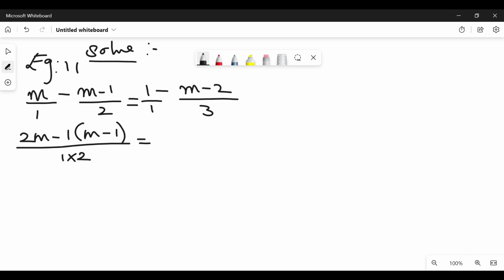3 times 1 minus 1 times (m minus 2), everything divided by 1 times 3. The purpose of doing it like this is to make the denominators the same.